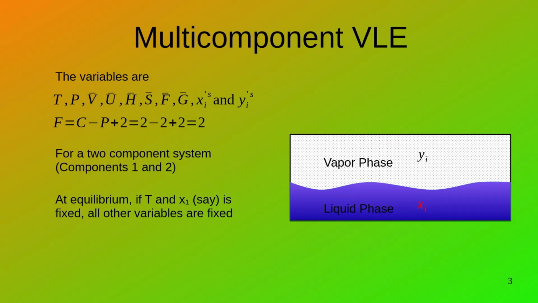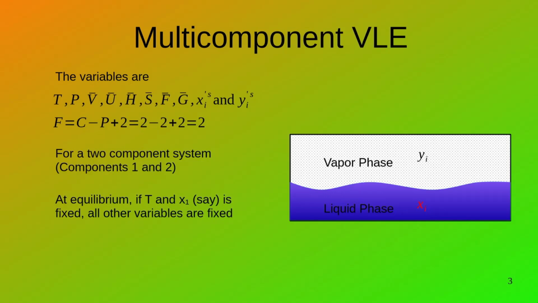Now for a multi-component VLE, the variables are temperature, pressure, volume per unit mole or specific volume, specific internal energy, specific enthalpy, specific entropy, specific Helmholtz free energy, specific Gibbs free energy, and xi's, that is the mole fraction of the components in the liquid phase, and yi's, that is the mole fraction of the component in the vapor phase.